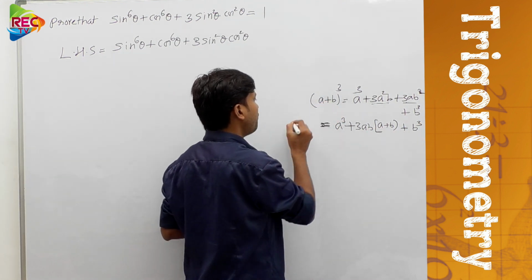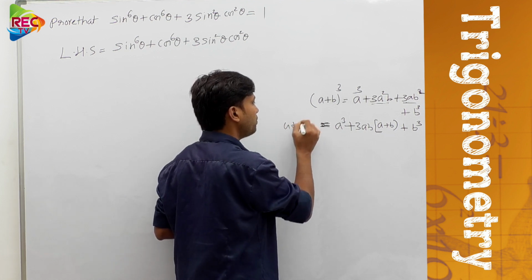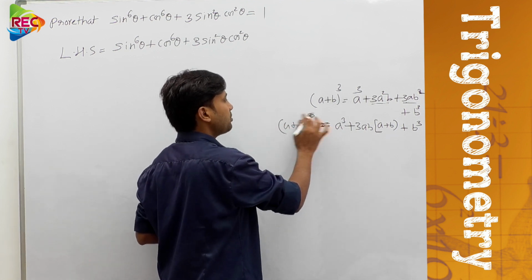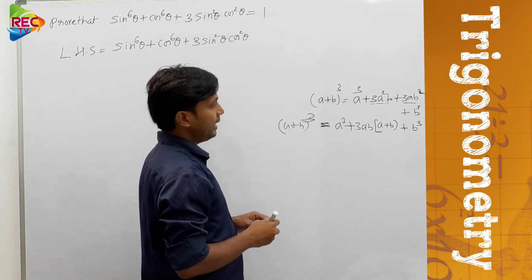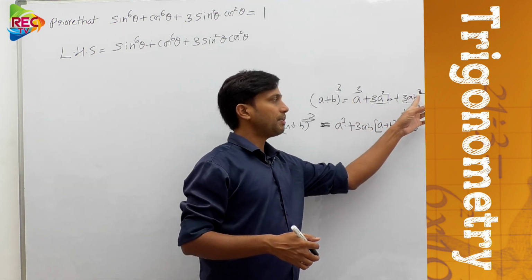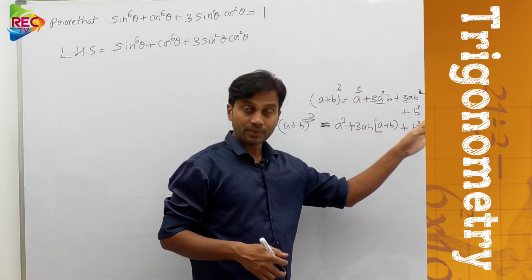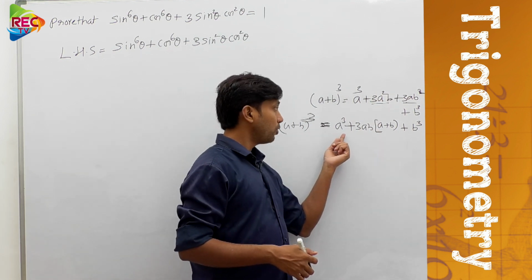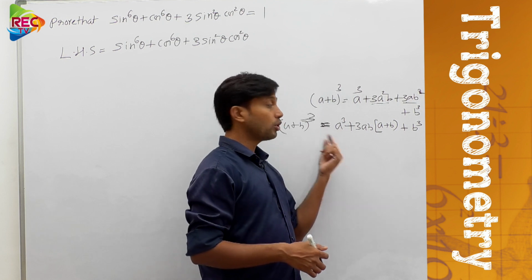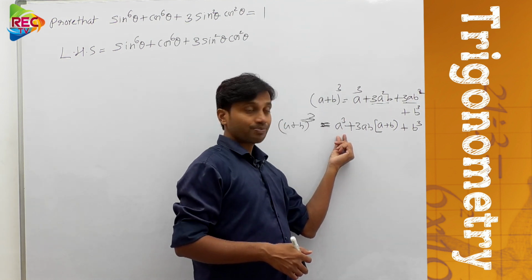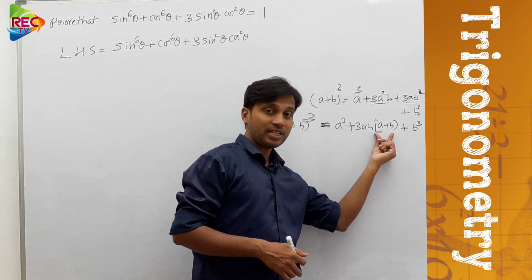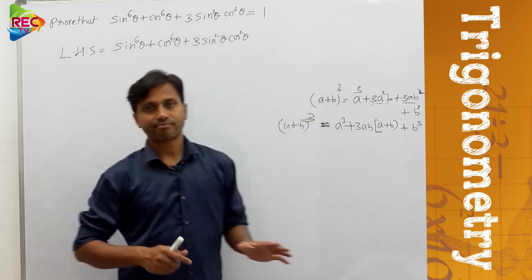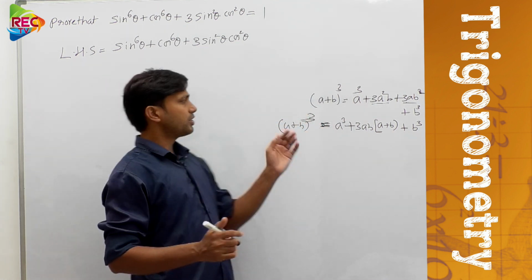So, what is the formula for (a plus b) whole cube? It would be either a cube plus 3a square b plus 3ab square plus b cube, or else you can use it like this also: (a plus b) whole cube equals a cube plus b cube plus 3ab into (a plus b). So it's a very simple one.